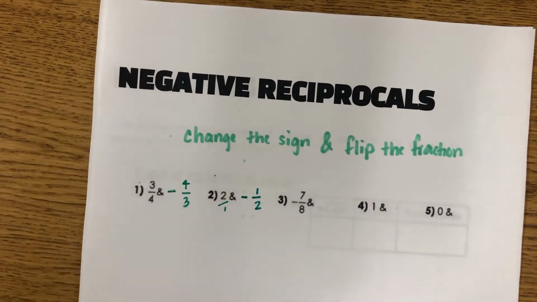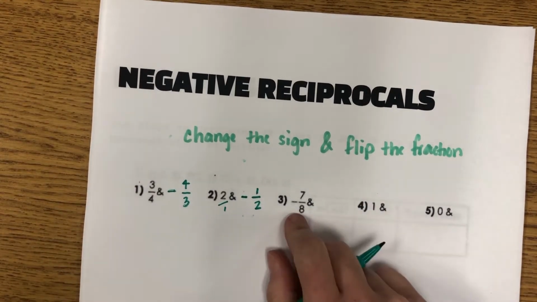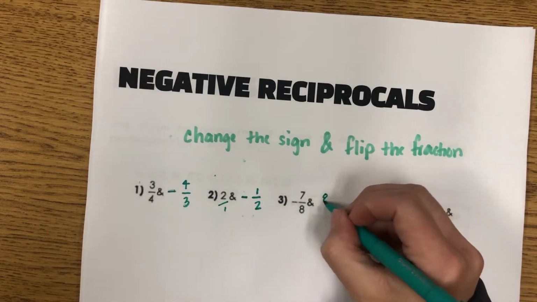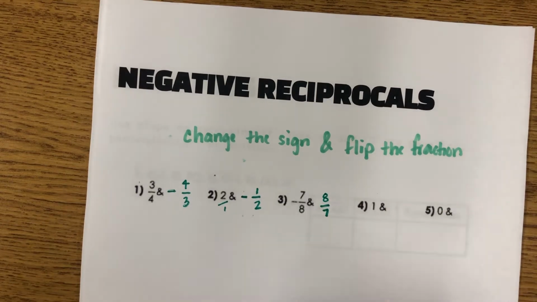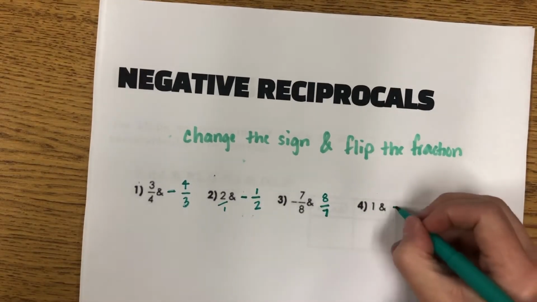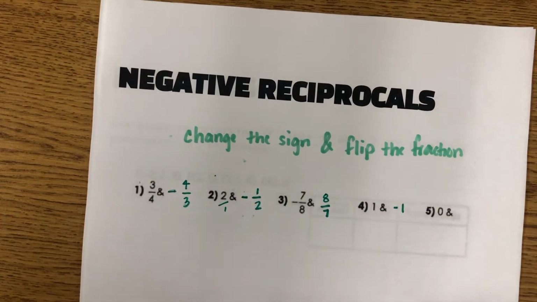All right, number 3. This is already a negative, so it would actually turn into a positive, and then flip the fraction, our answer would be 8/7. And 4, 1, is understood to be over 1, so we're basically just changing it to a negative 1. And number 5 is 0.